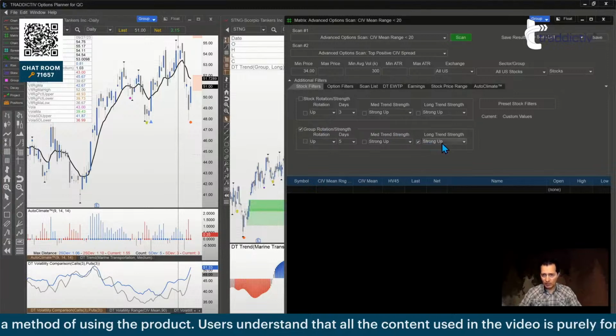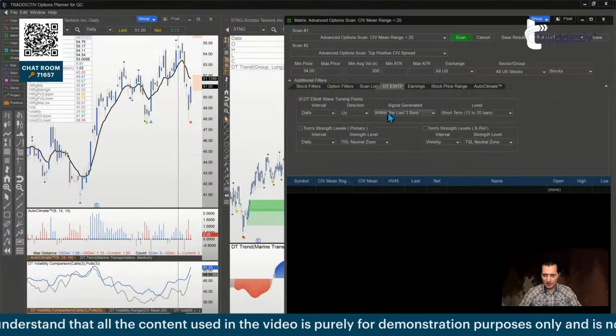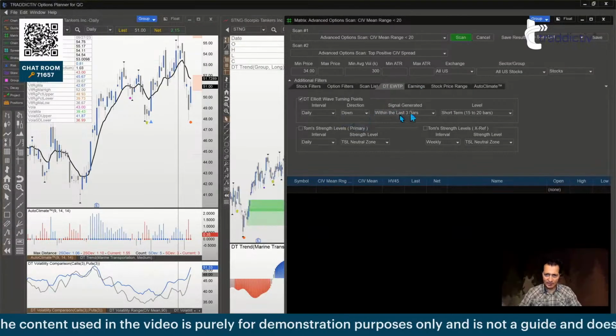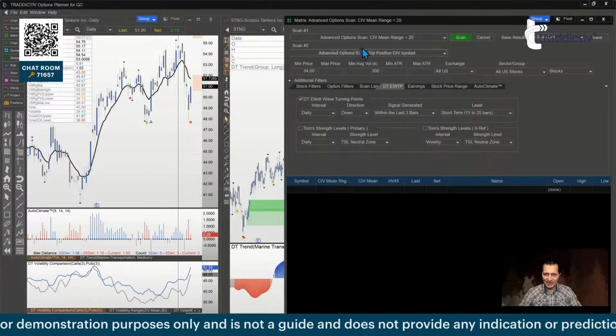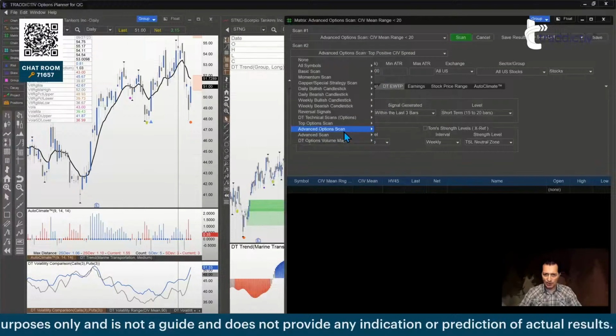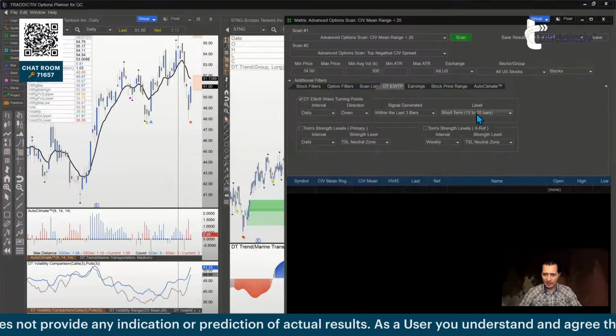Oh, earlier I was looking for up. Sorry. So, okay, let me try again. I'm just rushing it, and this is the recipe for mistakes. So let me take a look. So we are looking at down, down, down, and we are looking at negative. Let's see if we got something.